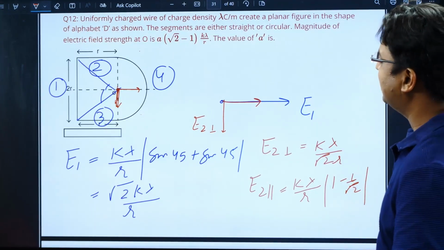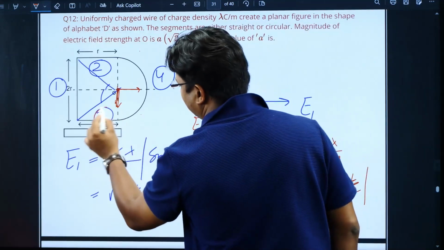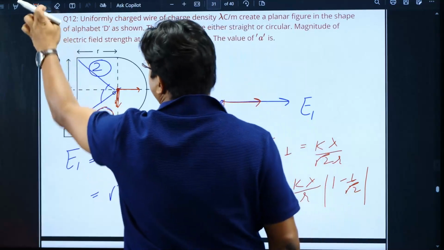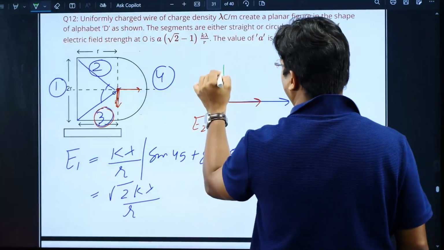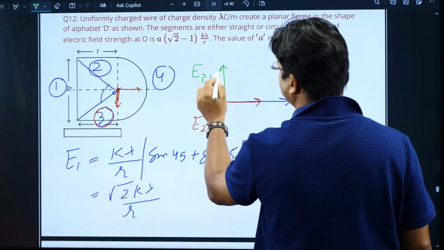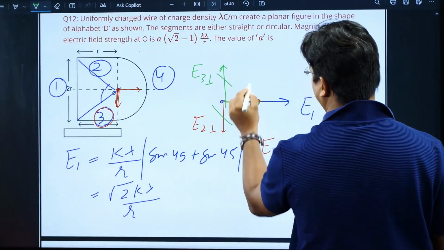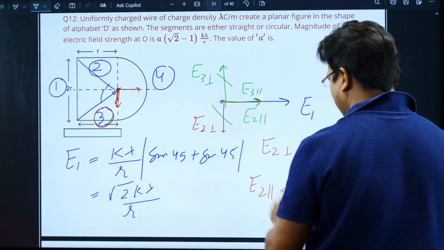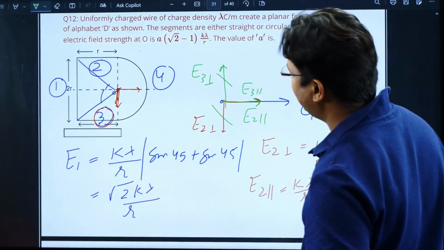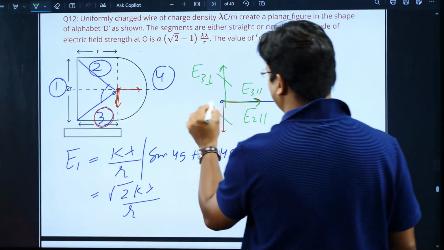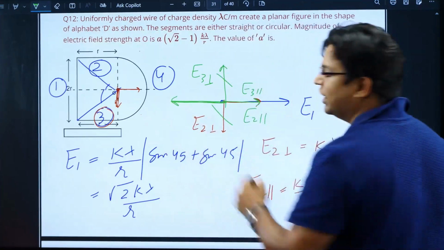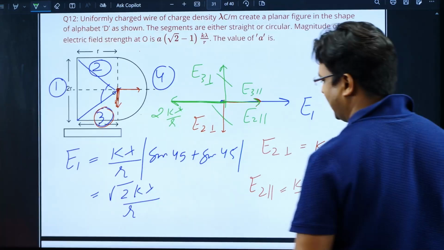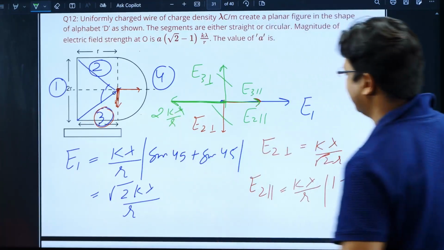Now if I talk about the third segment, the third segment will produce the same field as produced by the second one, only the directions will differ. So we will have an E3 perpendicular here which will get cancelled out, and we will have an E3 parallel here. This was E2 parallel, so the value will be the same. And finally this fourth one will produce an electric field in this direction. A semicircle produces a field of 2k lambda by r. Okay, so 2k lambda by r.